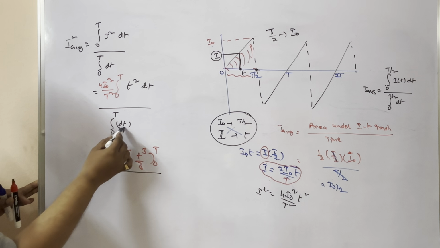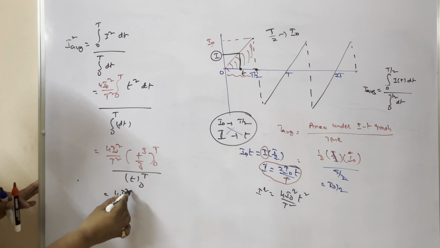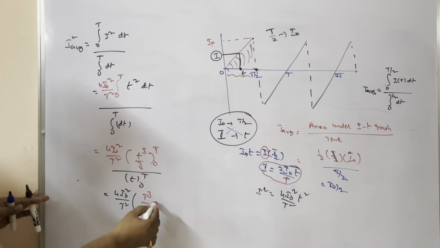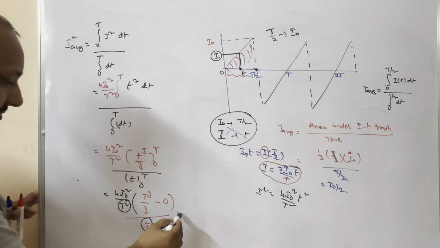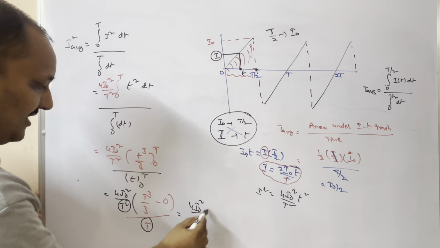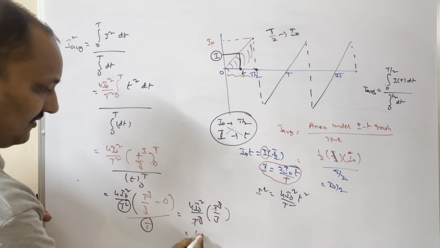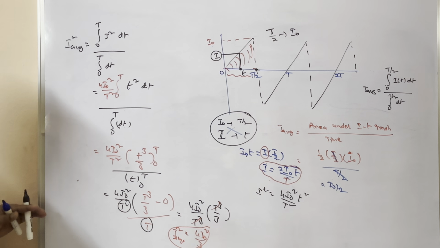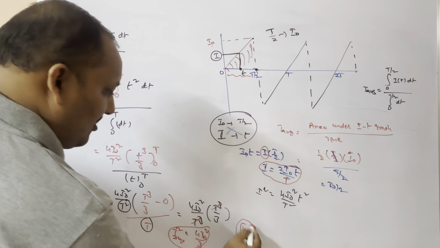In the denominator, the integral of dt from 0 to T is nothing but T. So we have 4 I naught square by T square, times T cube by 3 minus 0, divided by T. So T square into T. So 4 I naught square by T cube by 3. These cancel, therefore 4 I naught square by 3. This is the mean square, I average square. If you want RMS, we have to take the square root: root of 4 by 3 times I naught.